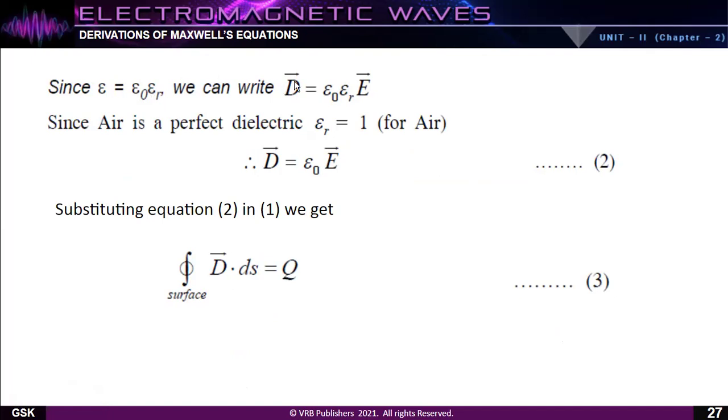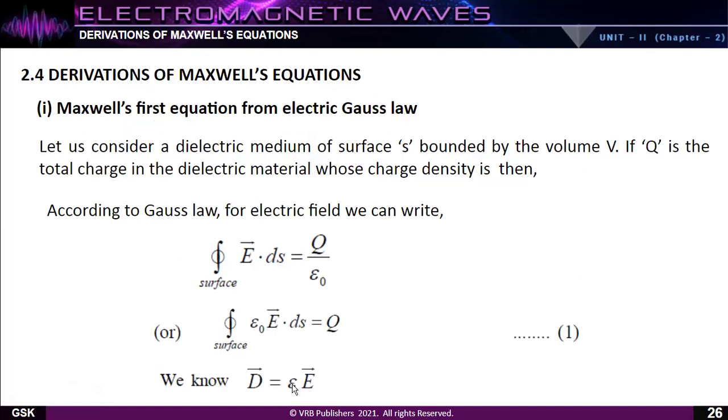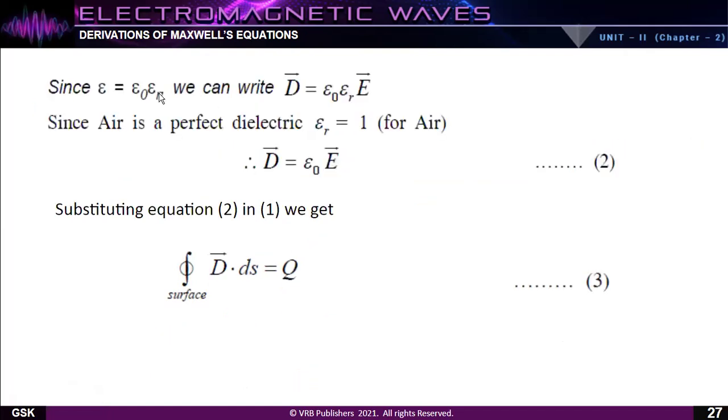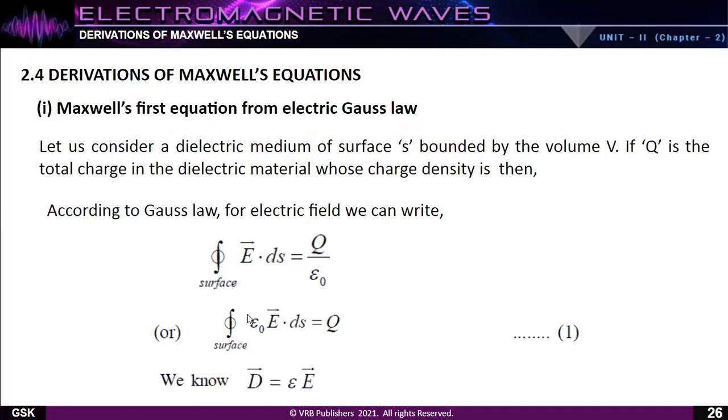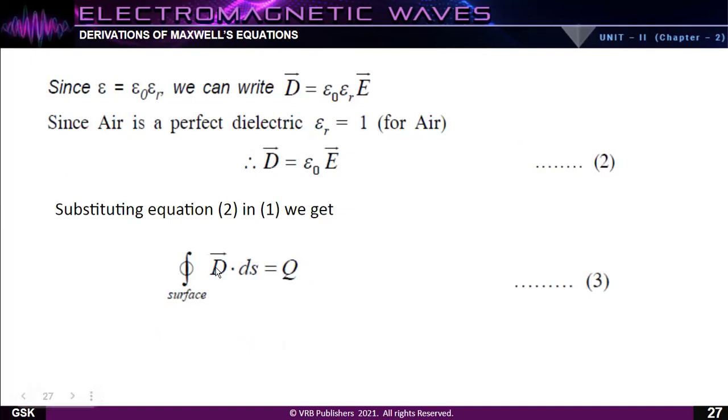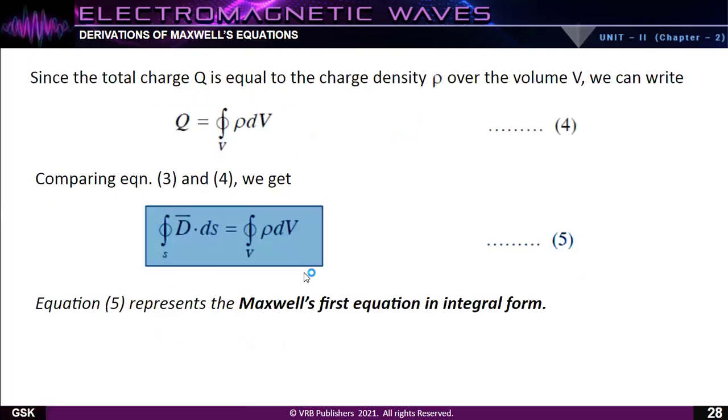So we can write epsilon here as epsilon naught into epsilon r. For free space, the perfect dielectric medium, epsilon r is equal to 1. So here the value will become 1. Finally, we get D is equal to epsilon naught E. We already have this epsilon naught E in equation number 1. So instead of epsilon naught E, we substitute D. So it is replaced: the closed surface integral of D dot ds is equal to Q.